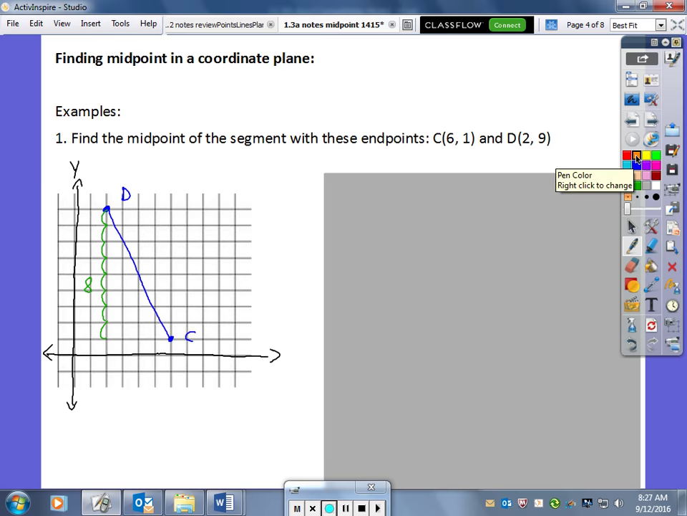And half of 8 is 4. 1, 2, 3, 4. And let's count how much further C is to the right compared to D. 1, 2, 3, 4. And half of that is 1, 2. And here we have our midpoint. And our midpoint has the coordinates 4 and 5.